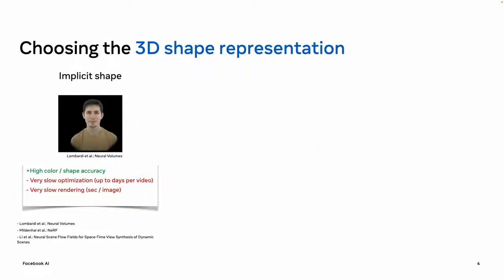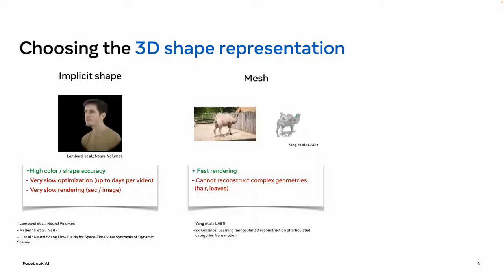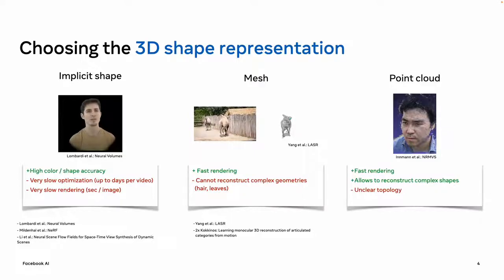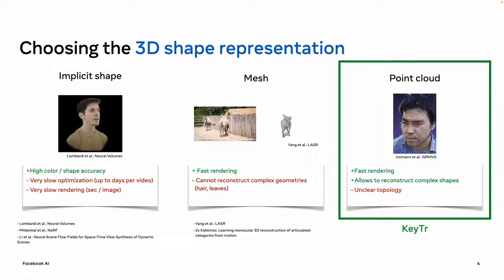For selecting the right 3D shape representation, there were several options, ranging from implicit shapes, which provide high color and shape accuracy, but are difficult to render and optimize, meshes, which are fast to render, but cannot really reconstruct complex geometries. And then finally, there are point clouds, which allow fast rendering, allow reconstructing complex shapes, but they do not have a very clear topology. Nevertheless, we selected point clouds as the shape representation of our choice.